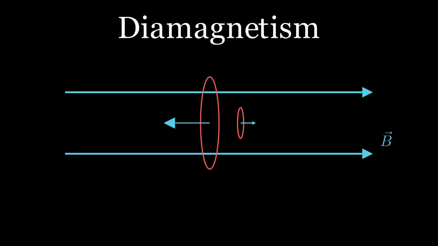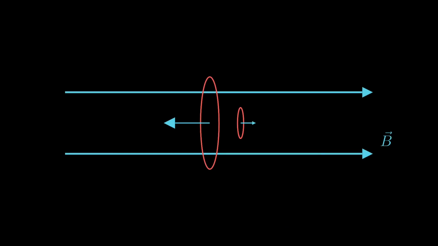Examples of diamagnetic materials include water and most organic materials. And if you can get a strong enough magnetic field, you can make things levitate. For example, we've been able to make a frog levitate with a strong magnet.